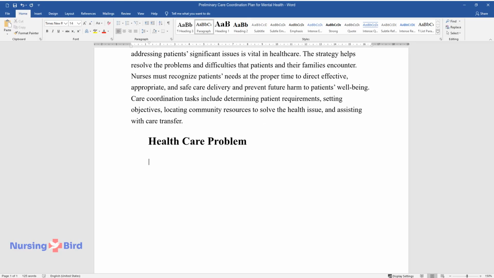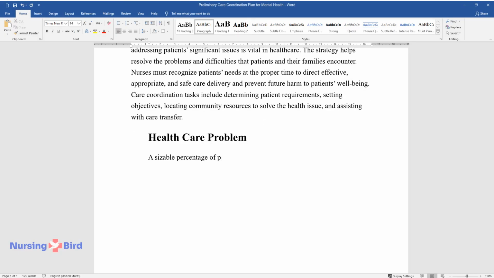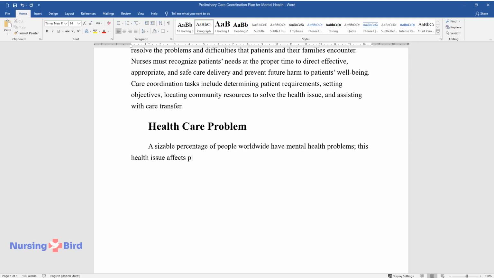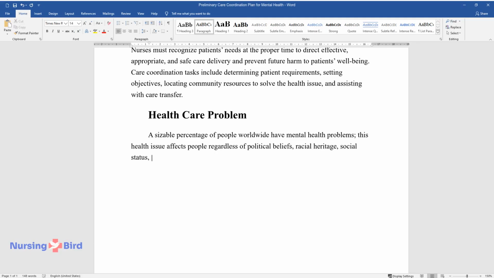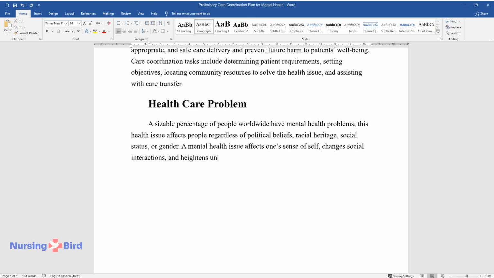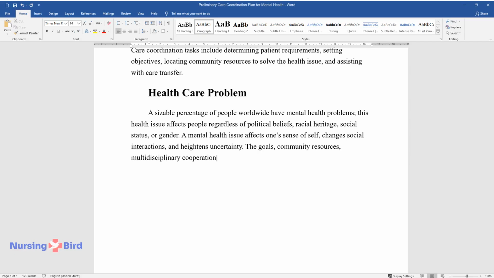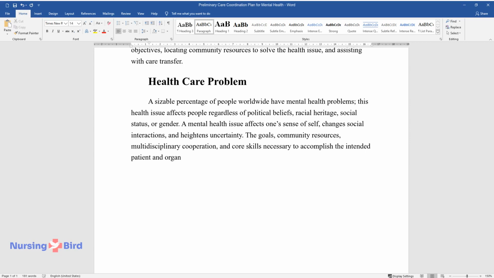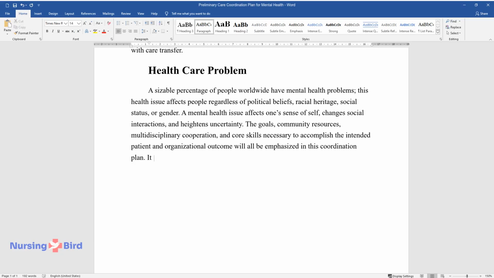Healthcare problem. A sizable percentage of people worldwide have mental health problems. This health issue affects people regardless of political beliefs, racial heritage, social status, or gender. A mental health issue affects one's sense of self, changes social interactions, and heightens uncertainty. The goals, community resources, multidisciplinary cooperation, and core skills necessary to accomplish the intended patient and organizational outcome will all be emphasized in this coordination plan.